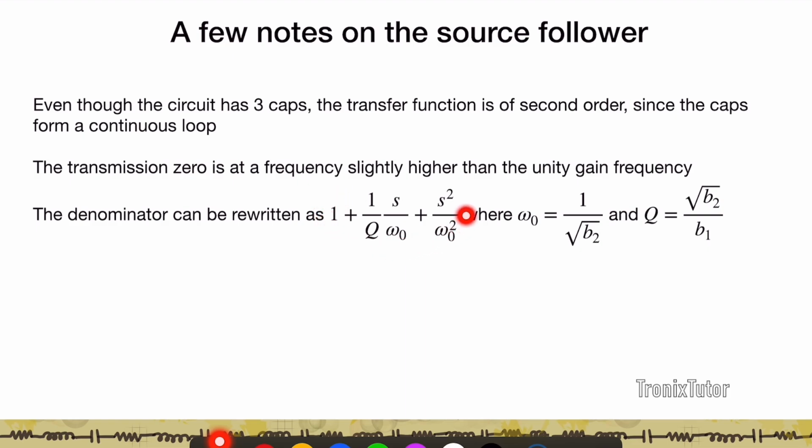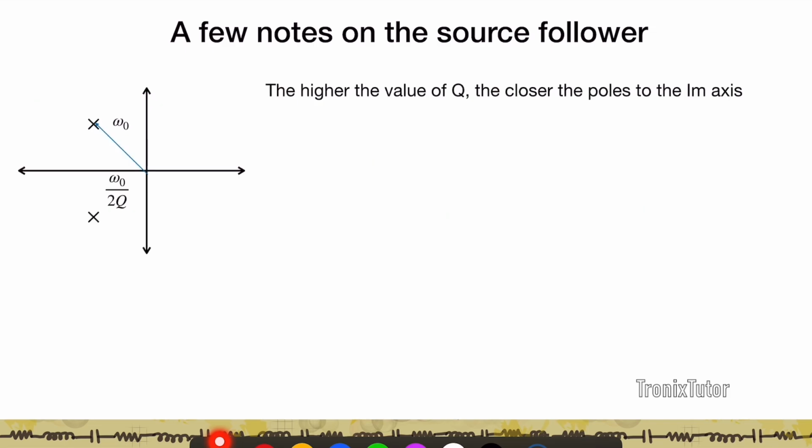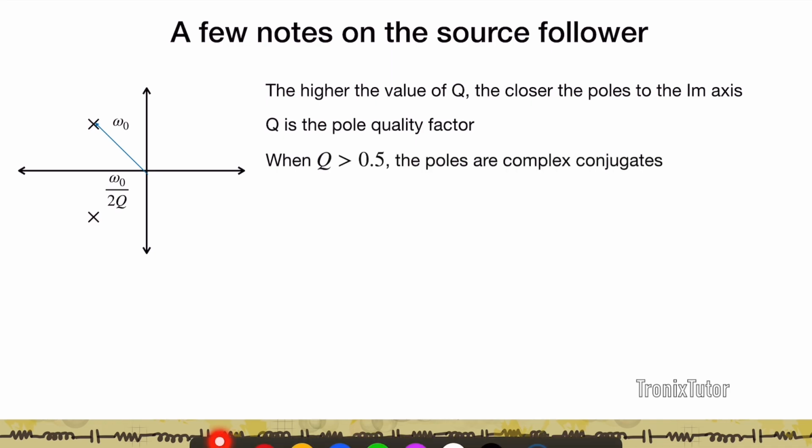So we sometimes like to refer to this from the signals and systems scenario, from a pole and its quality factor. So I can rewrite the denominator expression as 1 plus 1 by Q into S by omega naught plus S squared by omega naught squared, where omega naught is 1 by square root of B2 and Q is square root of B2 by B1. Now this is used especially when you're doing filter design, etc. And the roots are given very simply by this omega naught and Q factor. And you see that the higher the value of Q, the closer the poles get to the imaginary axis. Therefore, this Q is known as the pole quality factor.